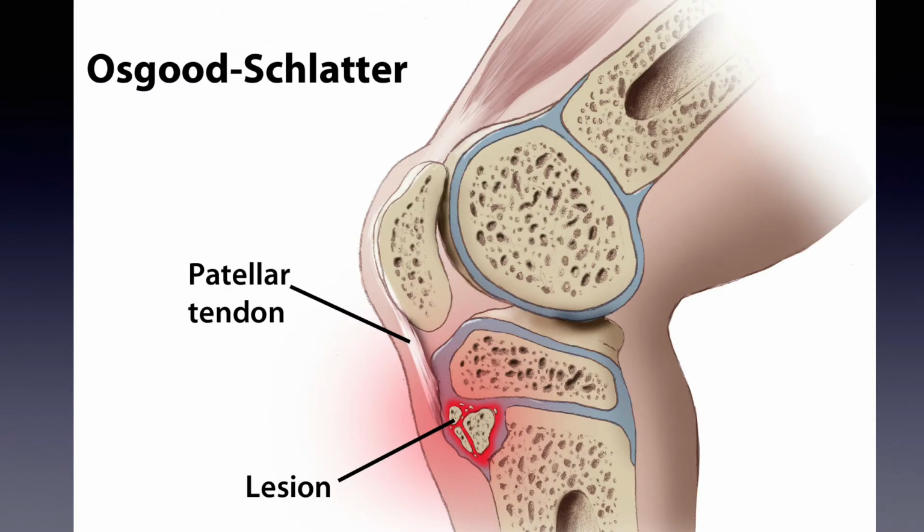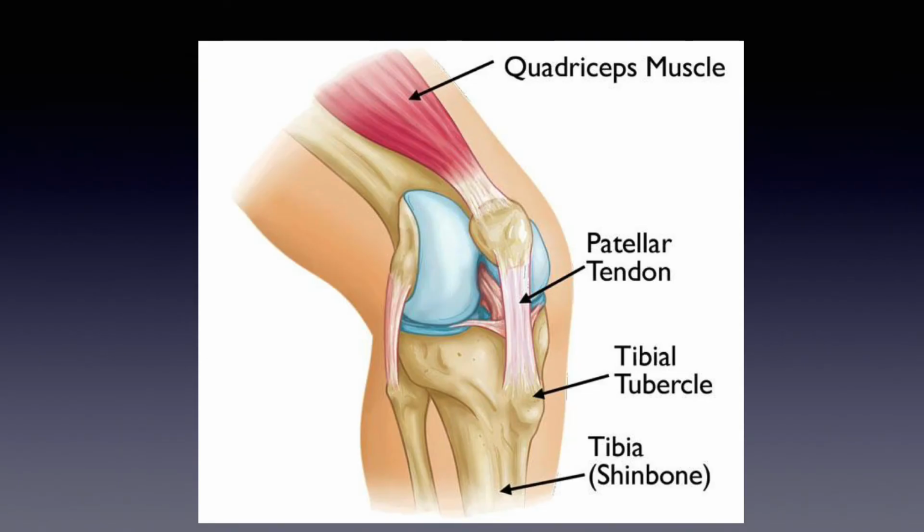Here's a different anatomy picture showing the patellar tendon and where the lesion usually occurs, and that area is usually called the tibial tubercle.